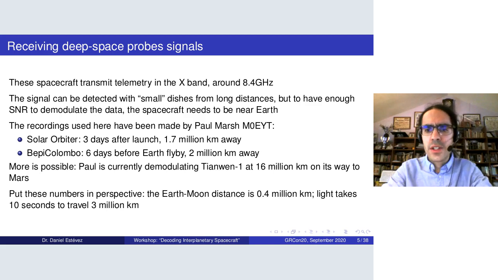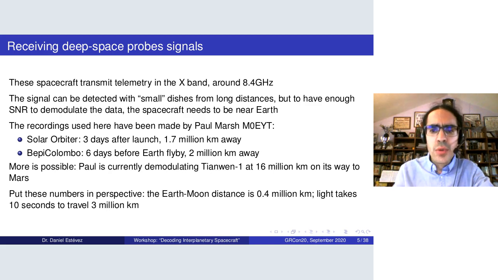What does it take one to receive these kind of signals? Well, these signals are transmitted in X-band around 8.4 gigahertz. The signal can actually be detected with small dishes you may have in your garden. I'm talking about maybe a couple meters dish size from long distances, from Jupiter, Saturn.